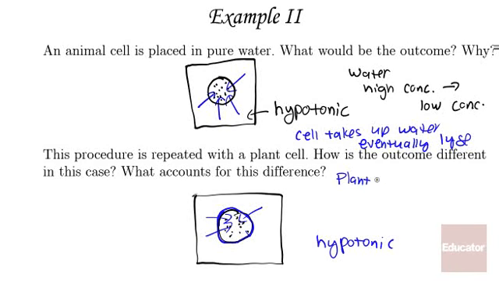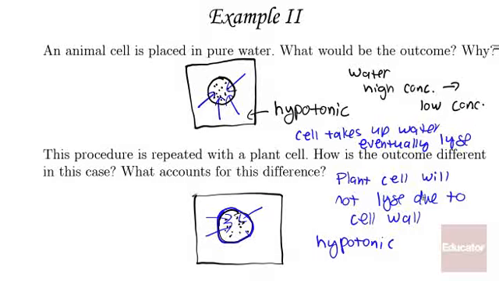Plant cell will not lyse due to the cell wall. The cell wall provides the strength and the structure so that this cell will not just keep on absorbing water to the point that it actually lyses.